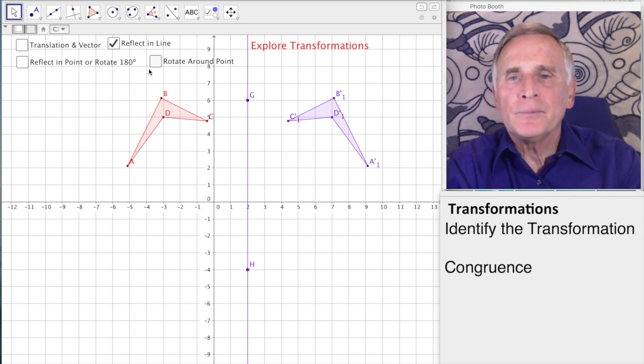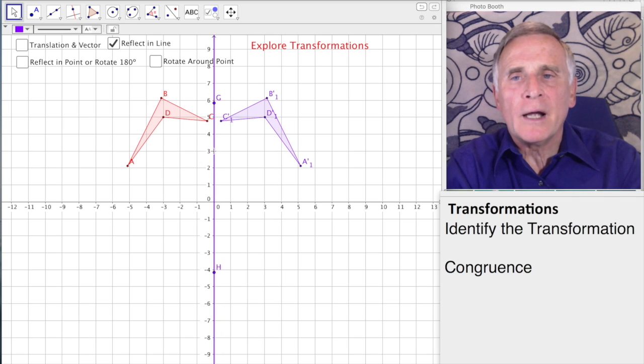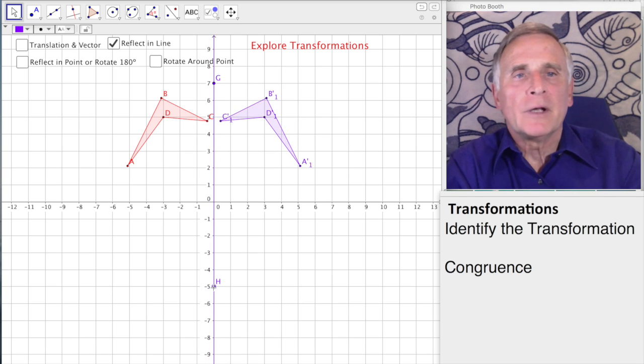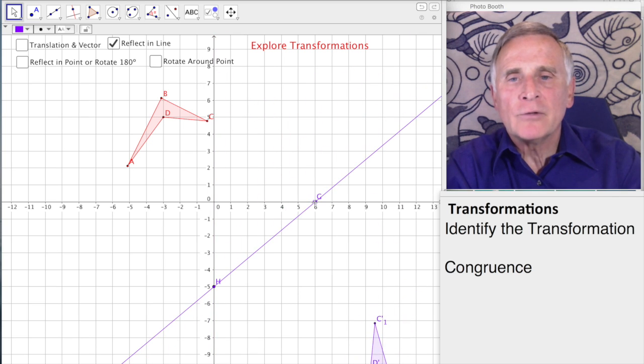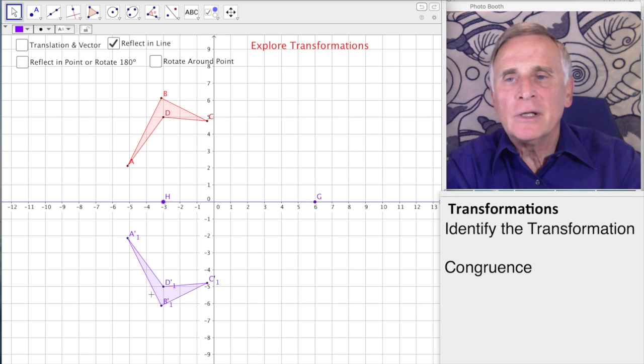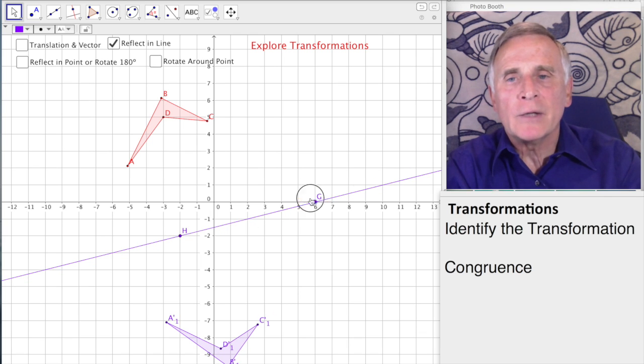Reflect in a line. Here's my line, and that determines the reflection. All right, now that could be the y-axis. Let me put these points right on the y-axis. That's one of the reflections we looked at. If I change the line of reflection to the x-axis, it came down here. The other one we looked at was when it goes through the line y equals x.